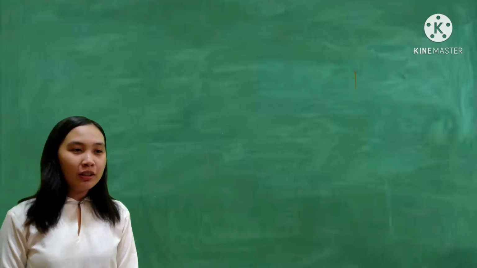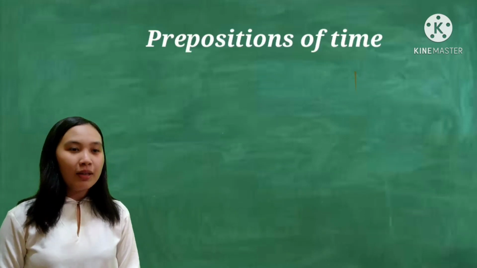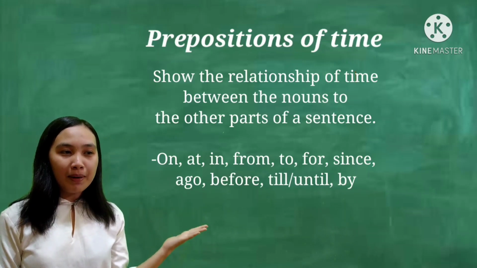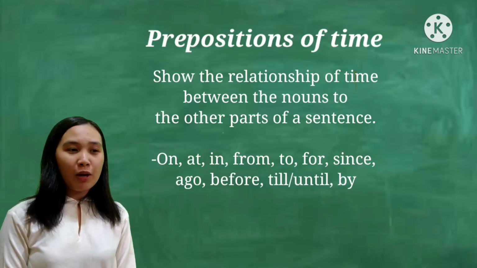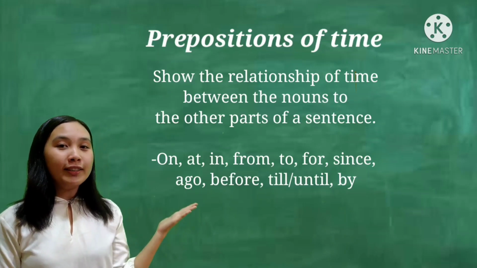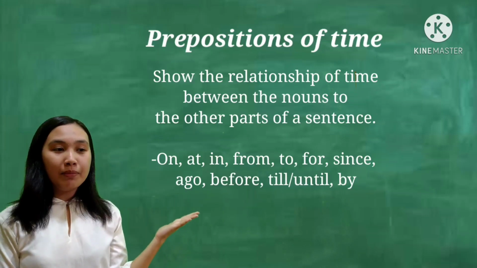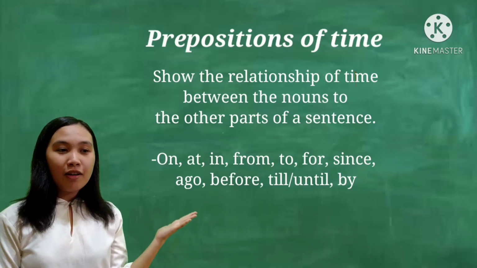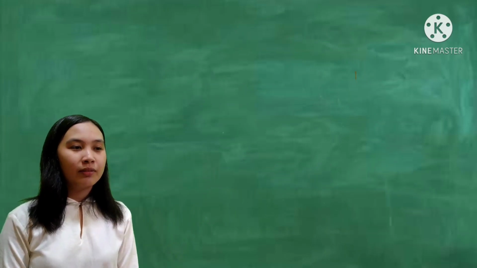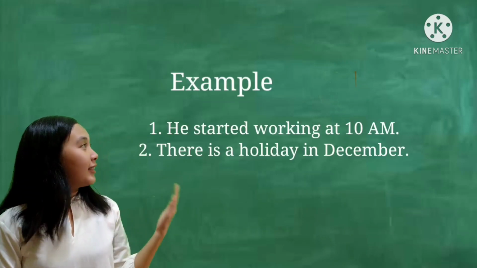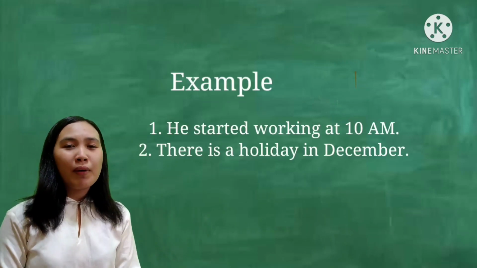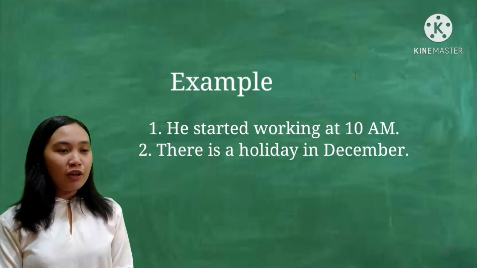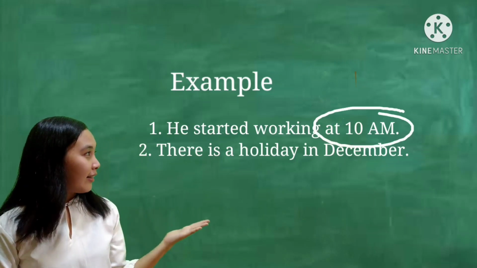The first preposition is the prepositions of time. Prepositions of time show the relationship of time between the nouns to the other parts of a sentence. The most common prepositions of time are on, at, in, from, to, for, since, ago, before, till or until, by, and so on. For example, he started working at 10 a.m. So what is the preposition of time in this sentence? That's right. The preposition of time in the sentence is the word at 10 a.m.